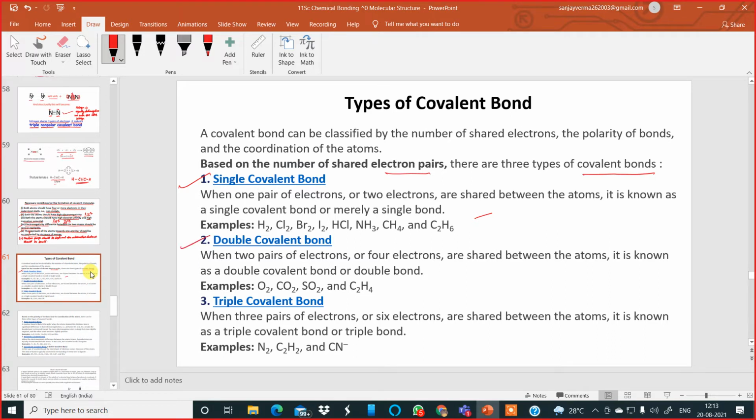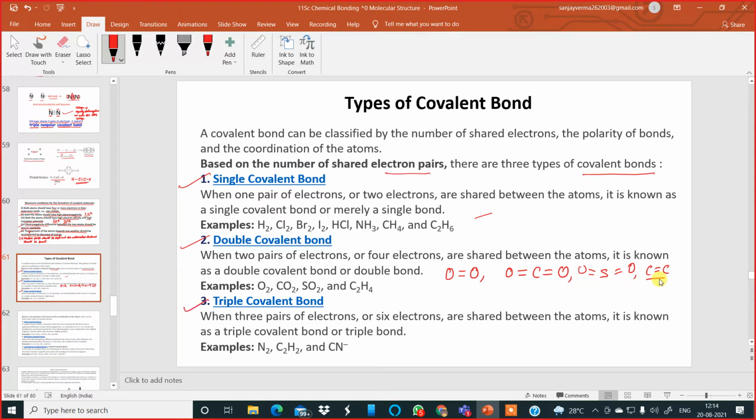Okay. The next one is double covalent bond, when two pairs of electrons or four electrons are shared between the atoms. This is called a double covalent bond or simply a double bond. Examples you will find in the oxygen molecule, where there is a double bond between the two oxygen atoms. Another one is carbon dioxide, which you have seen in the previous slide. Then there is sulfur dioxide. Then there is ethene, C2H4, two carbon atoms linked by a carbon-carbon double bond. So these are examples of double bond, the second type.